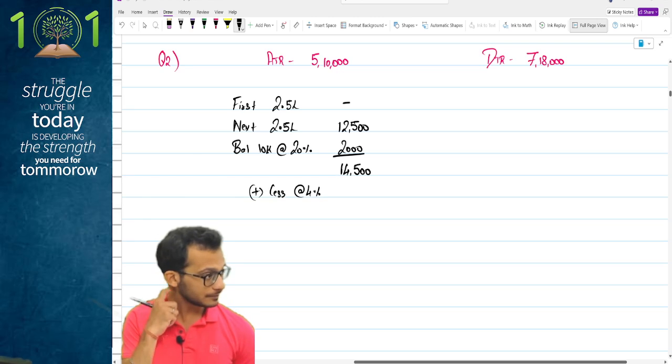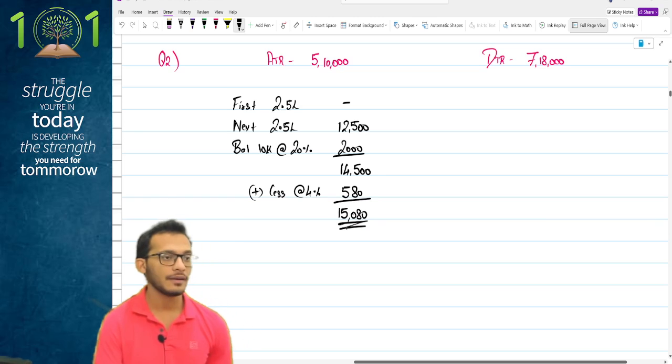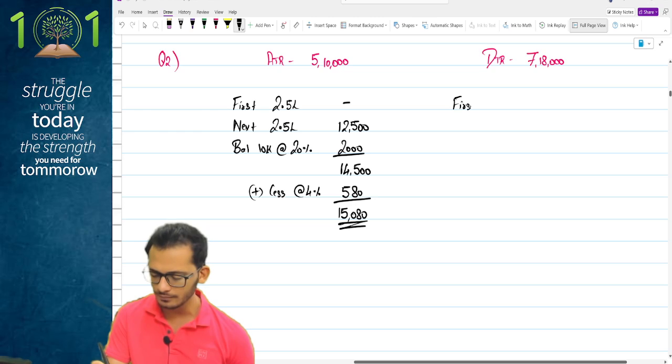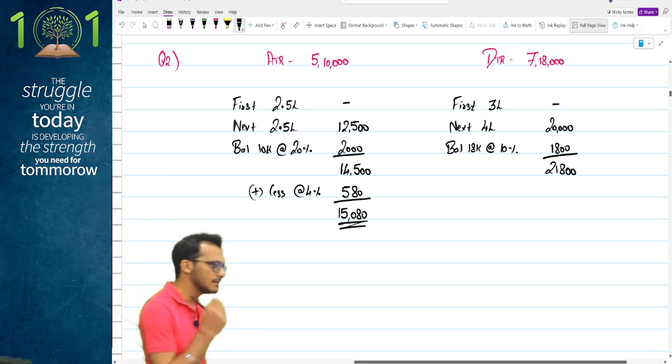Number becomes 580. Total becomes 15,080. On the right side, what is happening? For the first 3 lakhs, tax becomes 0. For the next 4 lakhs, tax becomes 20,000. For the balance 18,000 at the rate of 10%, number becomes 1,800. Therefore, total tax is 21,800.